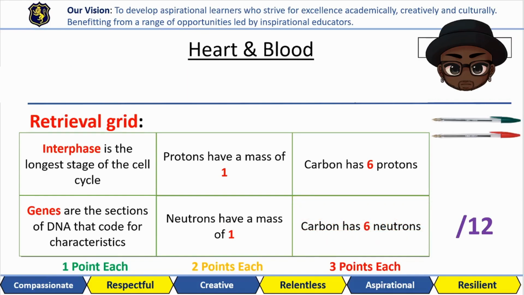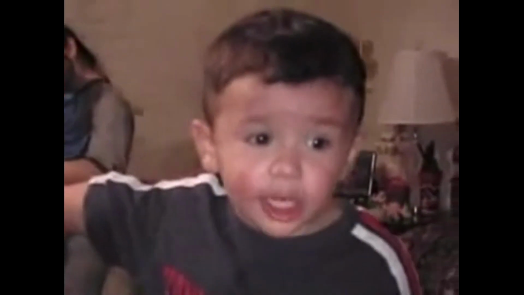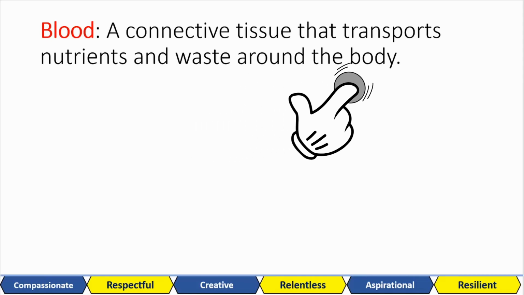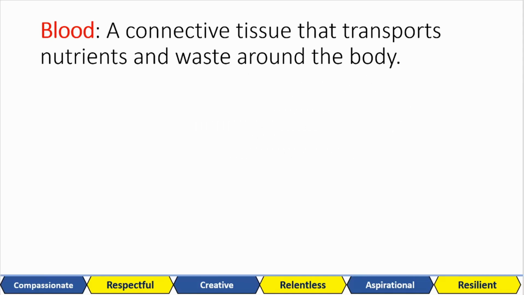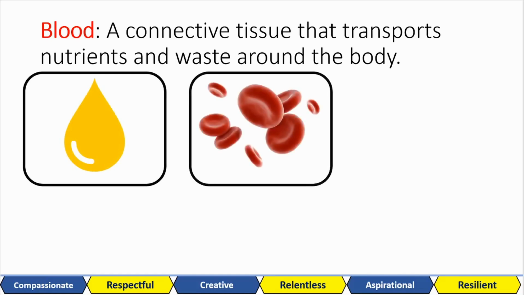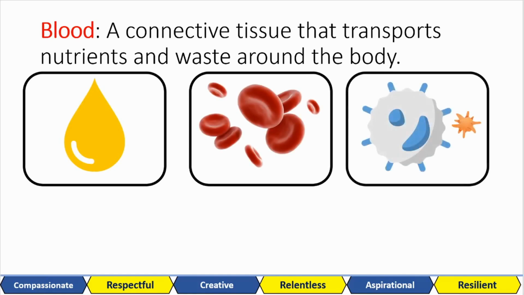First, let's look at what blood actually is. Blood is a connective tissue that transports nutrients and waste around the body. The components of blood are plasma, red blood cells, white blood cells and platelets. Here are the percentages of each of these components, but they're not in order. Spend some time trying to match up the components and their relative percentages.